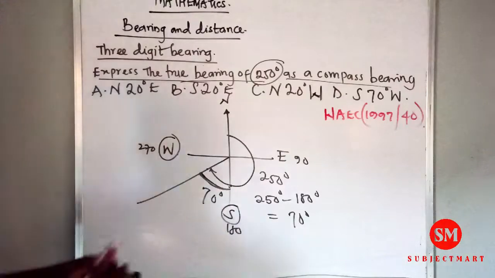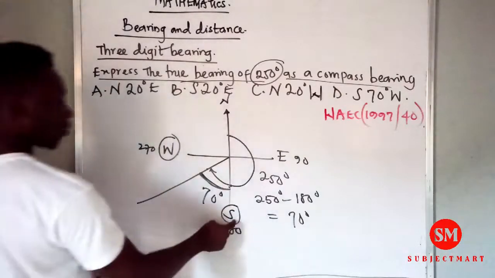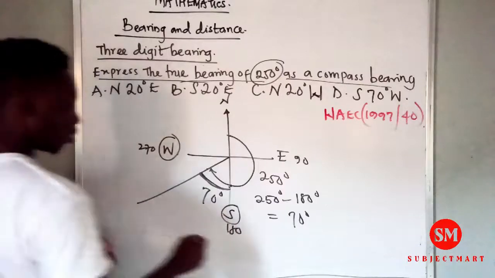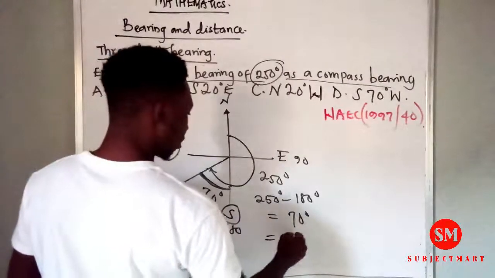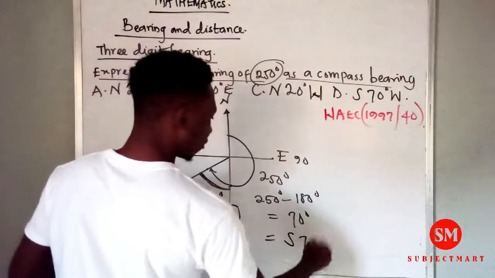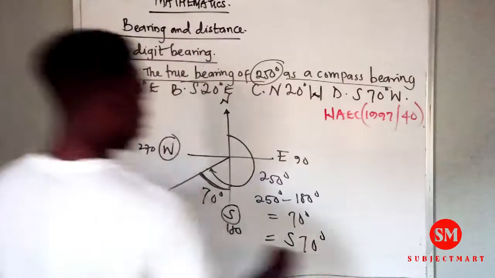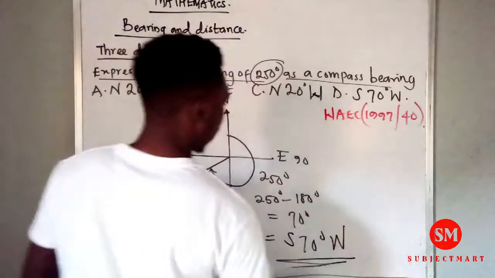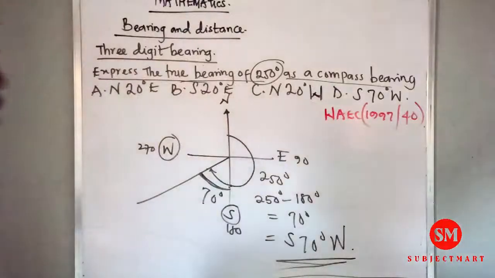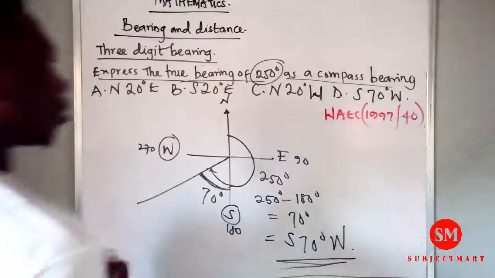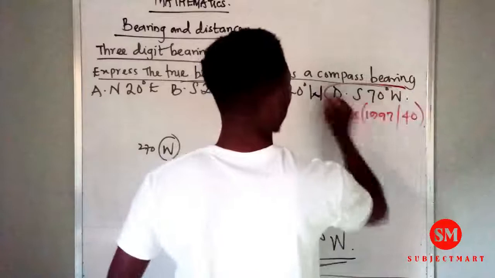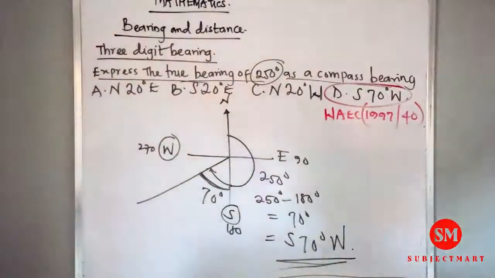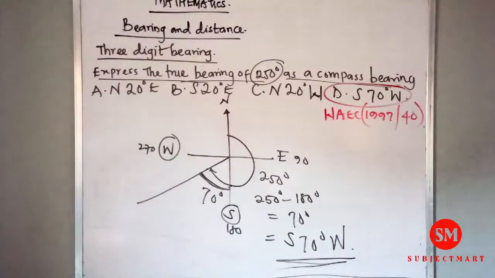Since this place is 70 degrees, what is the cardinal between these two points? We have south, we have west. So this becomes south 70 degrees west. And that is what we have as our final answer, and that is your D. South 70 degrees west. So 250 degrees as a compass bearing gives you this.